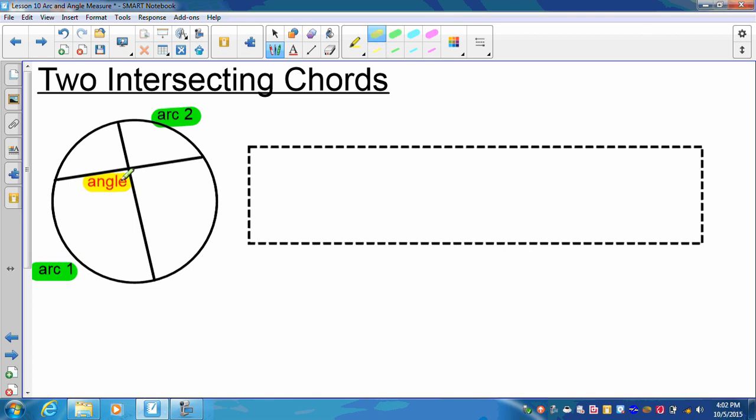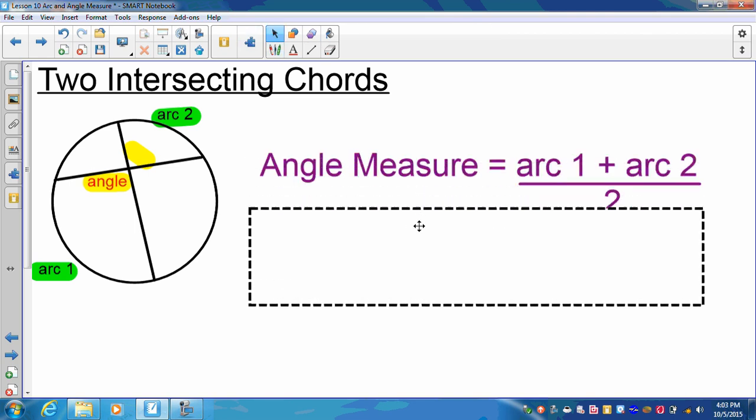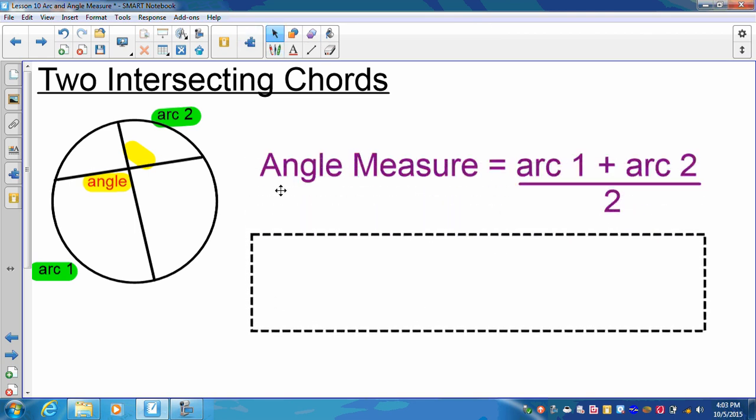And this angle, you probably know, is the same as this angle because they're vertical angles. So there's a relationship that exists: the angle formed by the two chords is equal to the two arc measures added together and then divided by 2. A couple of key things here. Number one is that we're going to add these arcs. And the second thing is that the angle has to interact with the appropriate arcs.